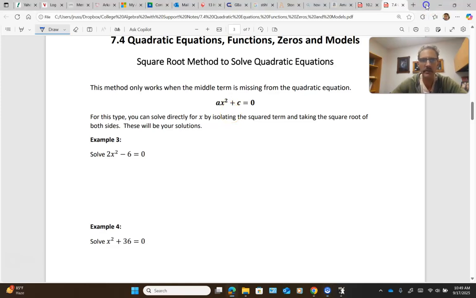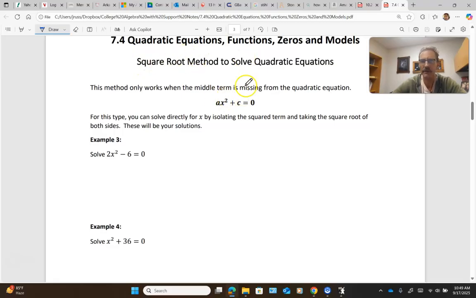Okay guys, we're going to do a little part 2, and we're going to look at some quadratic equations now that are missing the middle term. Okay, so they'll have an x squared term, and they may or may not have the constant. They would still fall under this category, and we can actually solve them.